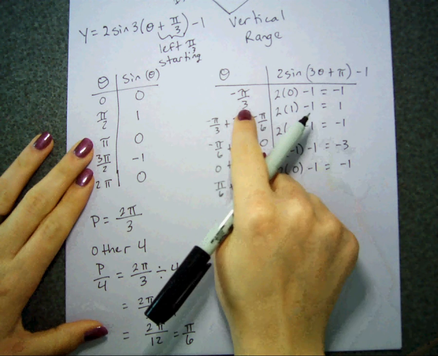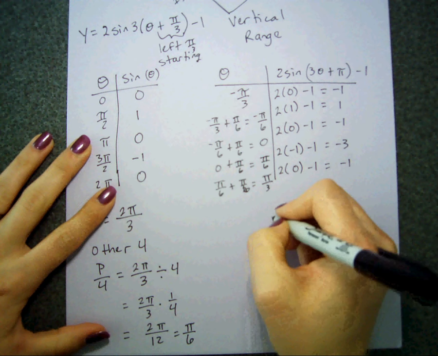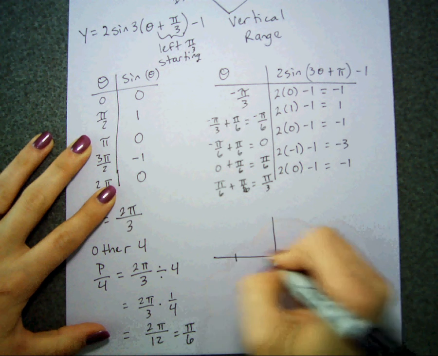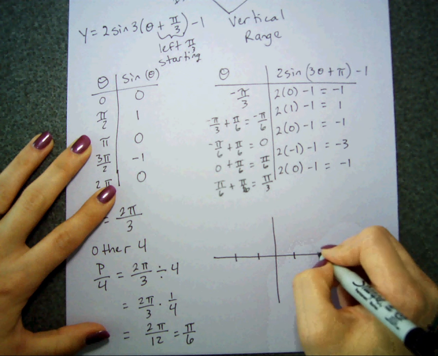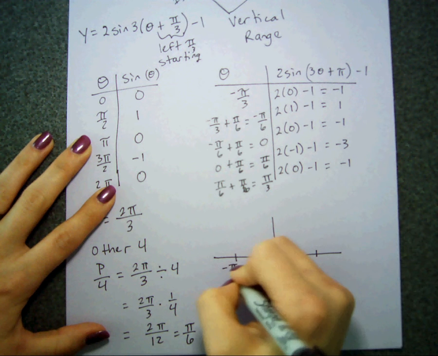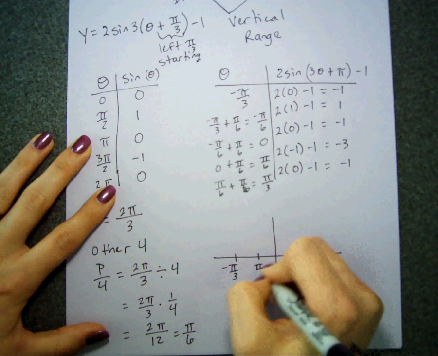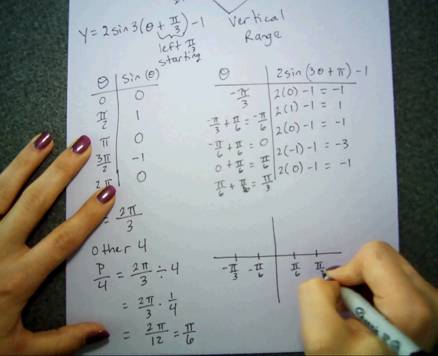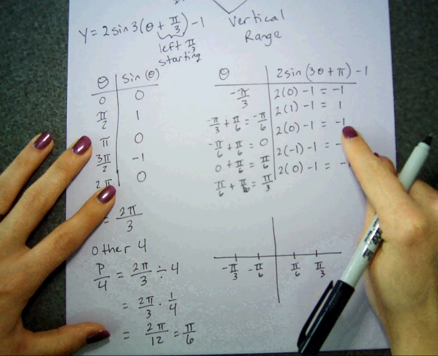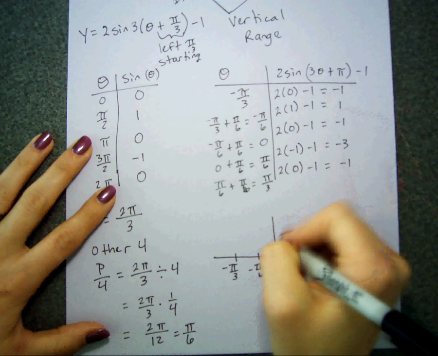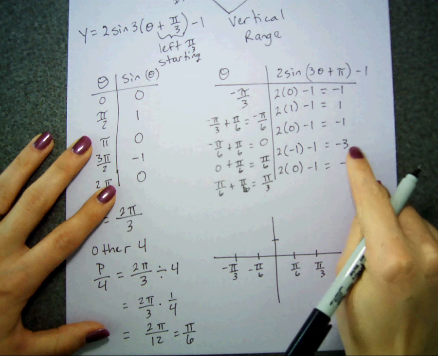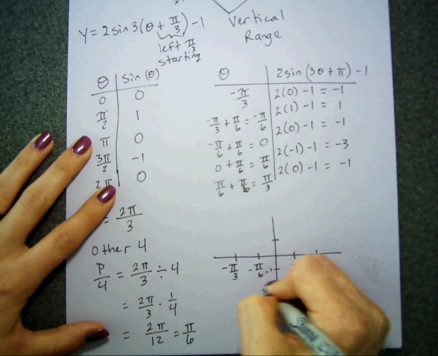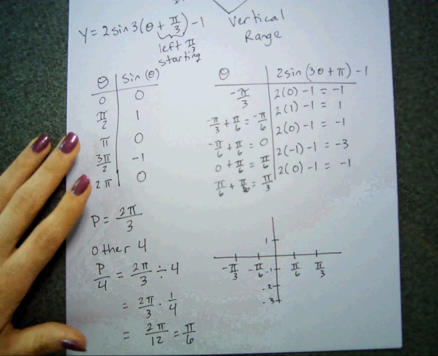And I am on the negative side, so I have negative pi over 3, negative pi over 6, 0, pi over 6, and pi over 3. And the highest I go is positive 1, and the lowest I go is negative 3. So 1, 2, 3. And now it's just a matter of plotting the points.